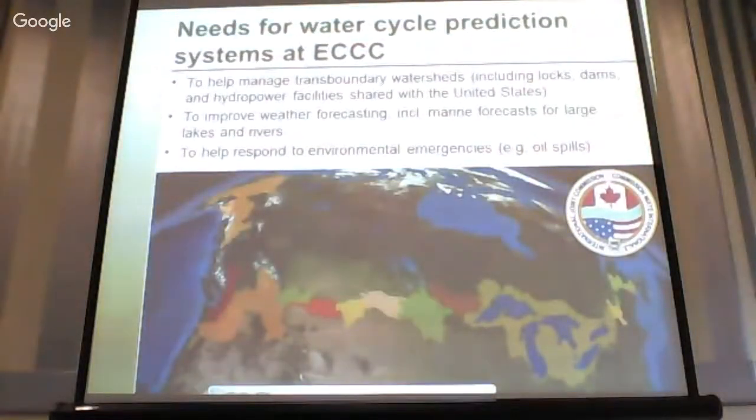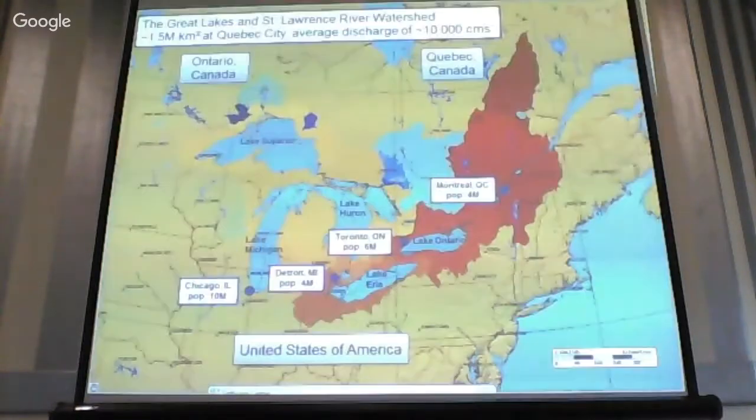So why do we care about the Great Lakes and water cycle prediction at Environment Canada? It's to help manage transboundary watersheds. So we have many of those that we share with the US. So it's our department that is responsible for not only providing forecasts, so numerical guidance, but also actually managing the dams that are on these rivers and lakes. And the Great Lakes is the most complex of these systems and the largest.